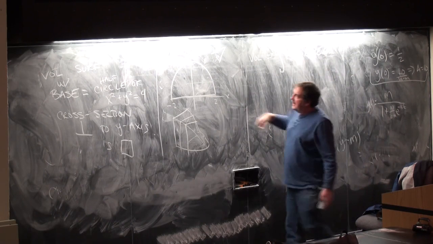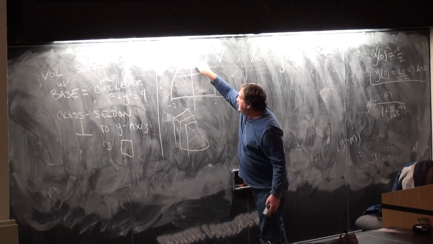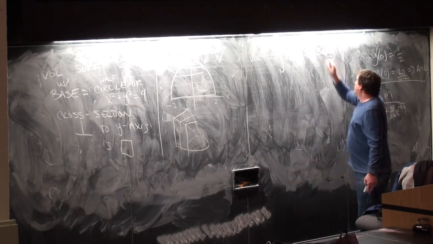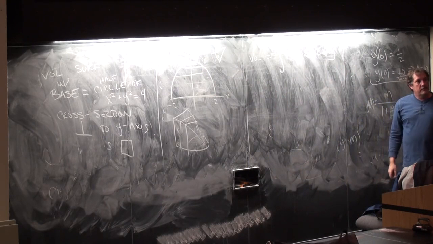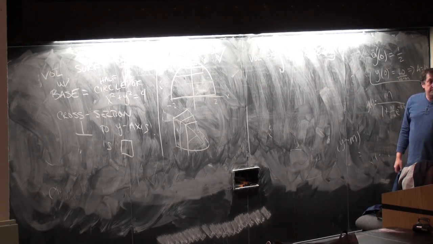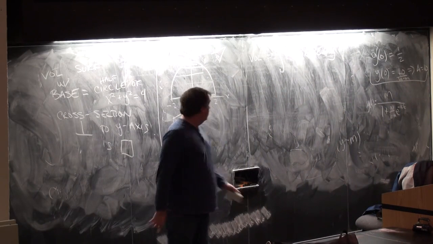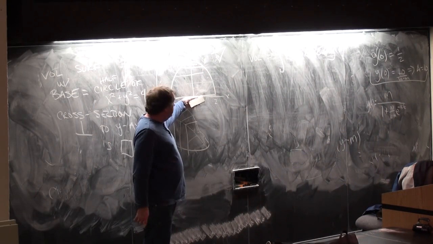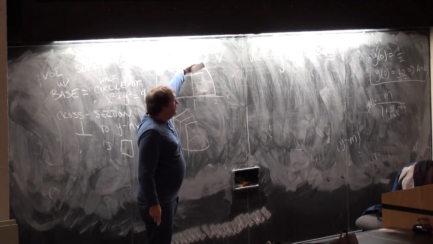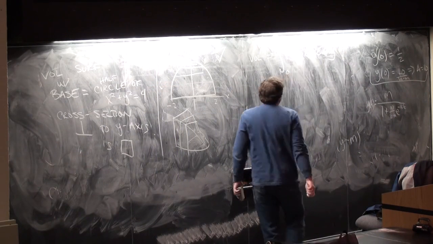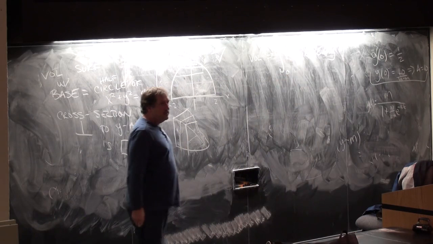Which way am I cutting it? I'm cutting it up this way, so my slices are dy. Yeah? And I need to know, what does y range from when I'm doing this slicing? Well, here, the biggest slice, y is 0. Here, the tiniest slice, y is 2. So this goes from 0 to 2 of the area of the slice.